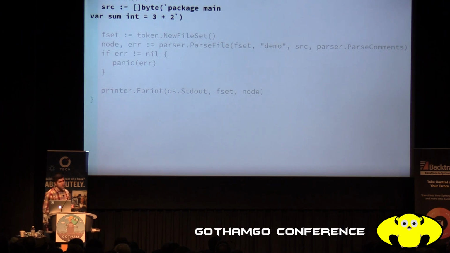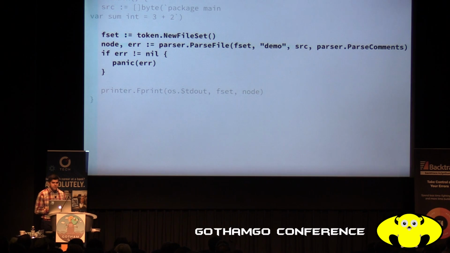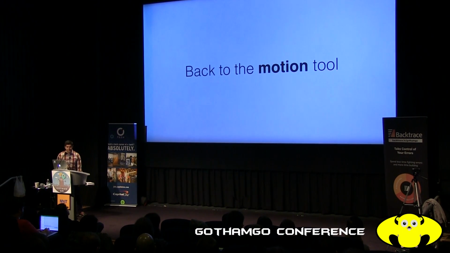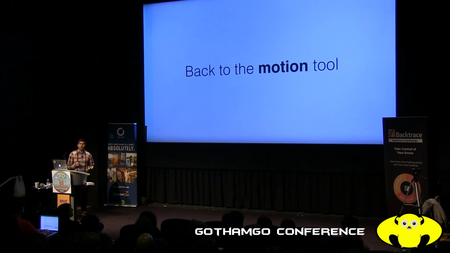Again, it's very simple. We first define our source, pass it to the parser, and once we get the node, we just pass it to the printer by calling the fprint function. And when we call it, you see the exact same source is printed to the standard output. So having all these tools is great, and so let's get back to the Motion tool.